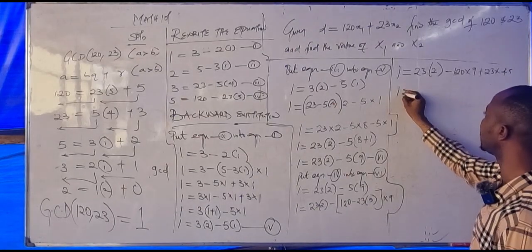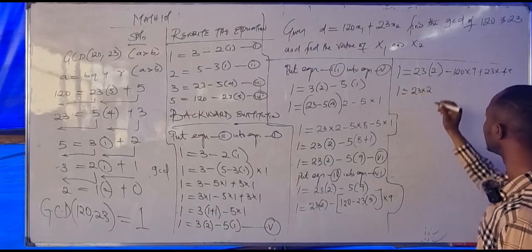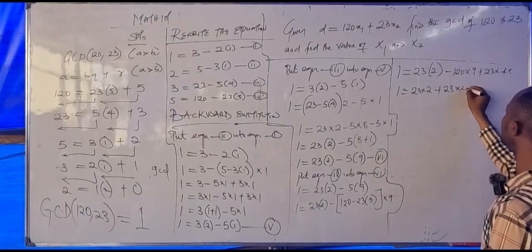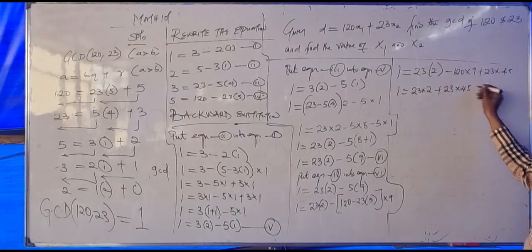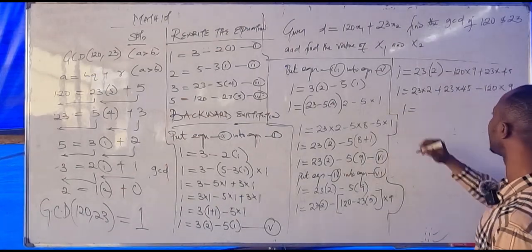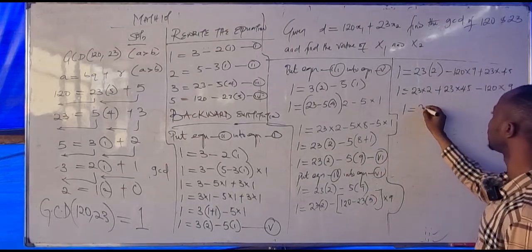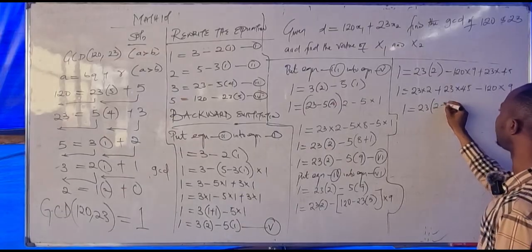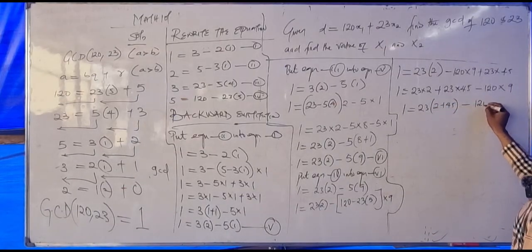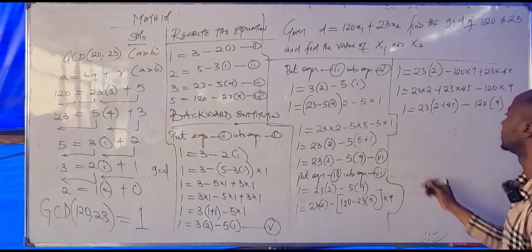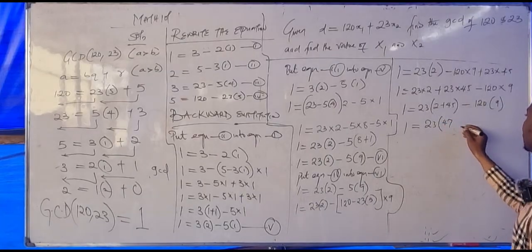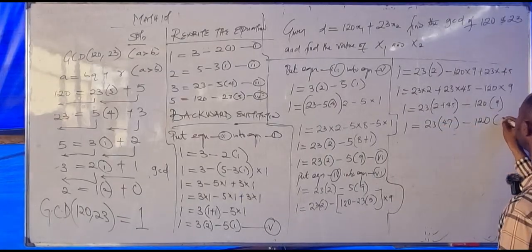So this is the same as 1 equals to 23 times 2, plus 23 times 45. Are you seeing it? Minus 120 times 9. So 1 is equals to what? What is common here? 23. What will be here? 2 plus 45, minus 120 times 9. So 1 is equals to 23 times 47 minus 120 times 9.